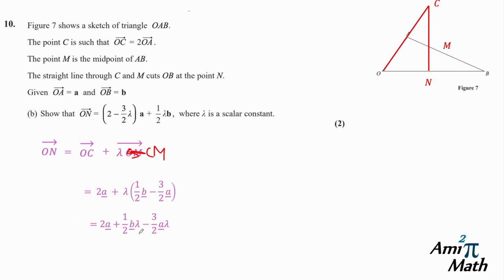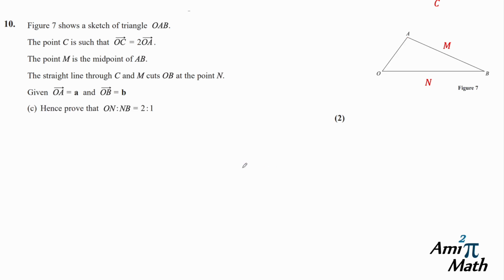And what we're going to do is move the A's to one side and the B's to one side, like so. And then we can just take the A out of the equation, and you get 2 minus 3/2 lambda A plus half B lambda. And that perfectly matches this O to N equation here. Hence, prove that O to N to B is in the ratio 2 to 1.